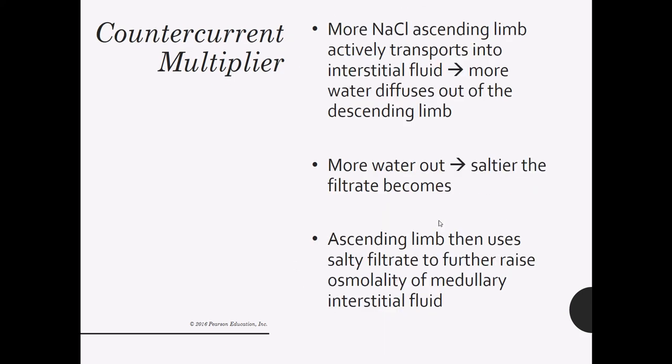So this is essentially what happens, right? The sodium gets absorbed out of the filtrate into the interstitial fluid by the ascending limb. That causes more water to diffuse out of the descending limb, kind of following the higher salt concentration. But as the water goes out, the filtrate gets even saltier. That salty filtrate is chock full of sodium and chlorine that can be actively transported out by the ascending limb.